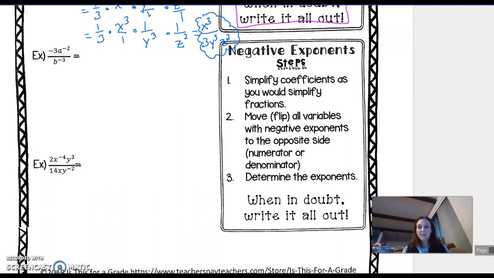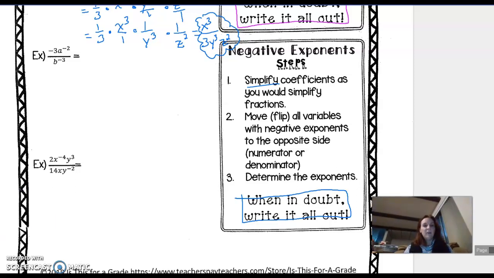Negative exponent steps. Simplify the coefficients as you would with fractions. Move or flip all variables with a negative exponent to the opposite side. Now notice this is going numerator to denominator, and this was the one thing I was kind of struggling with how to explain before. So we'll just go with it, and I'll show you with an example to make more sense. All right, when in doubt, write it all out. Of course, right above it, it says determine the exponents. Okay. All right, right here, we want to really just write things out as much as we can.